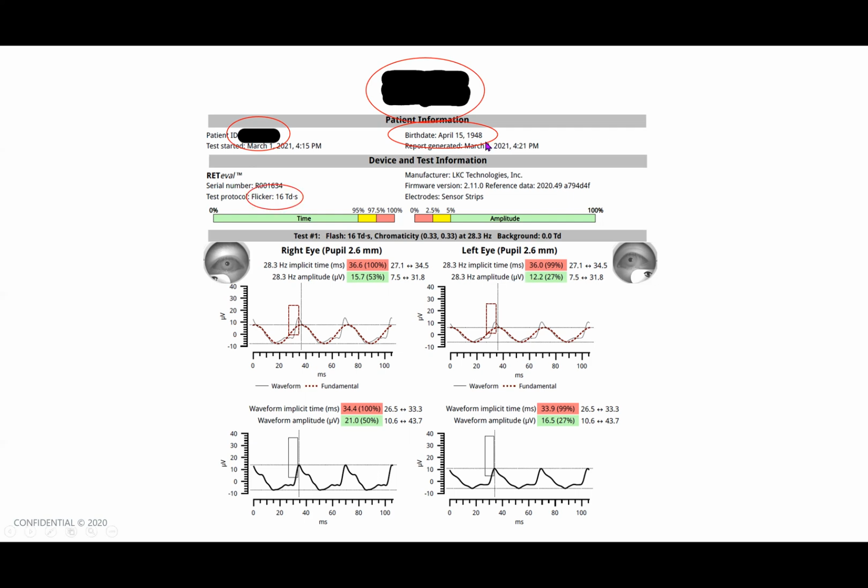The next piece of information is the test protocol. In this case, it's the Flicker 16 Trolland test. Trolland tests are done in patients who are non-dilated, but they can be done in patients who are dilated or in any state of dilation.